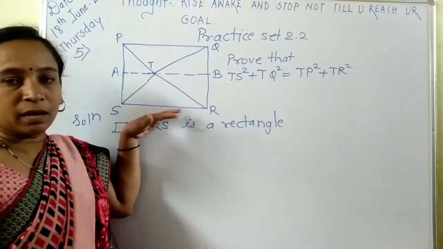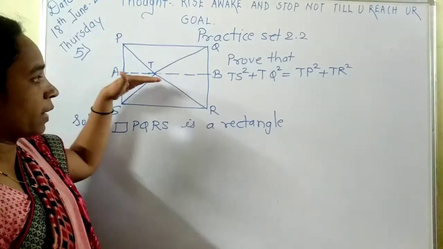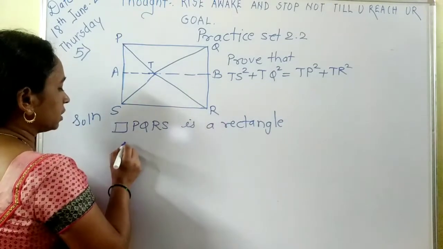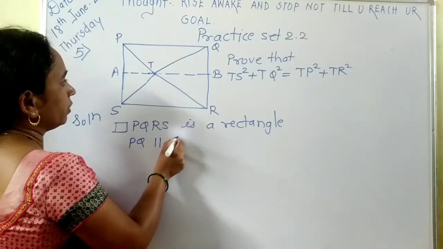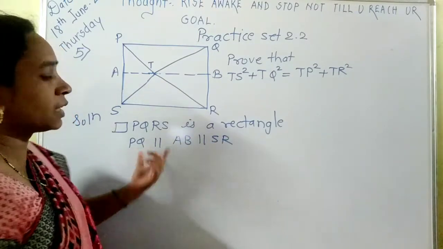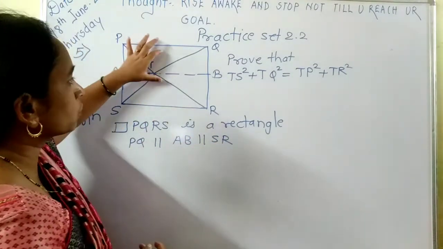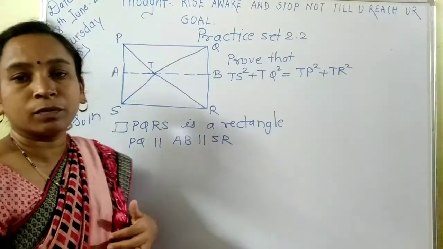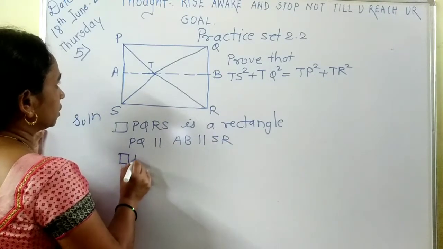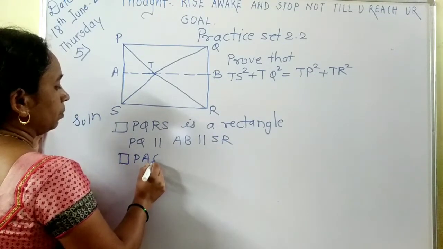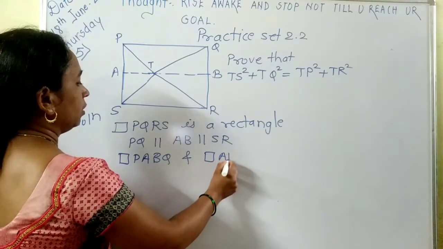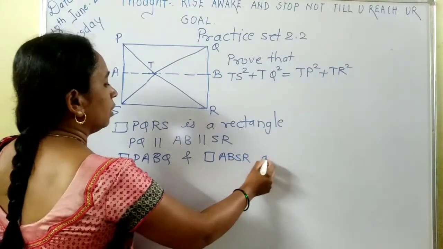AB is parallel with SR, PQ is parallel with AB, AB is parallel with SR. That means all three sides are parallel. So if you use this concept, these two quadrilaterals will become rectangles. Rectangle means here, because of this, PABQ and ABSR are rectangles.